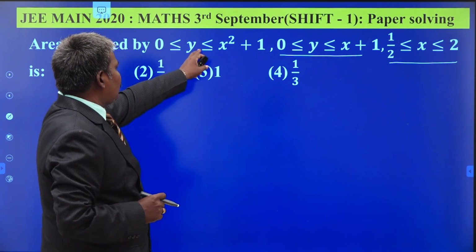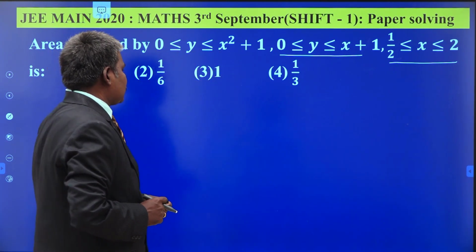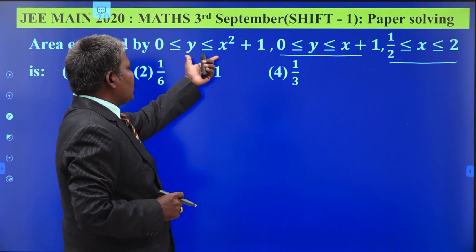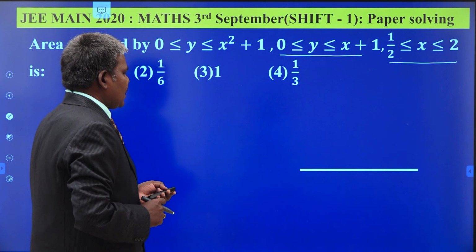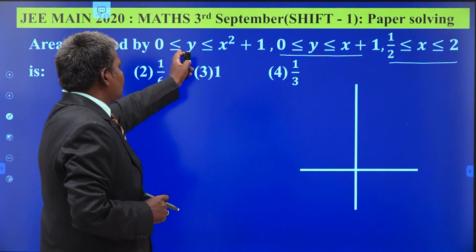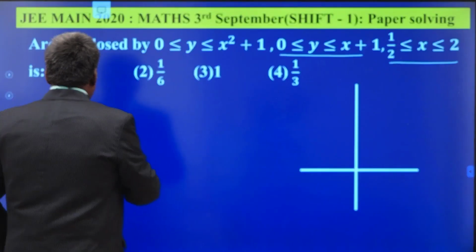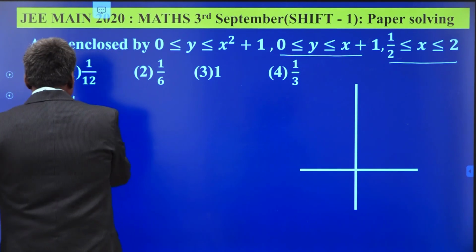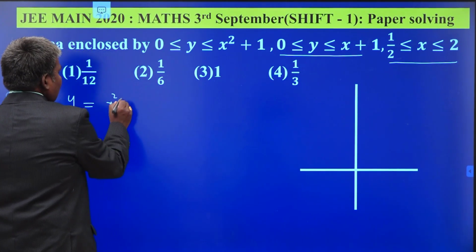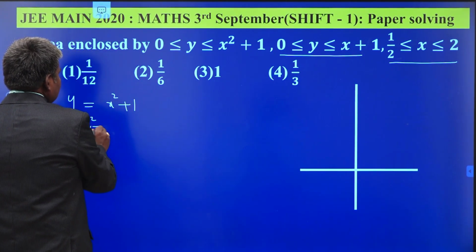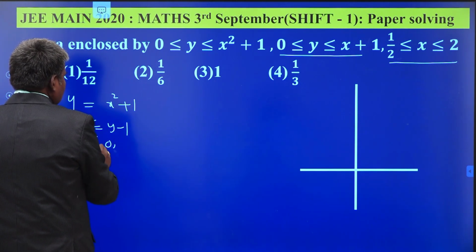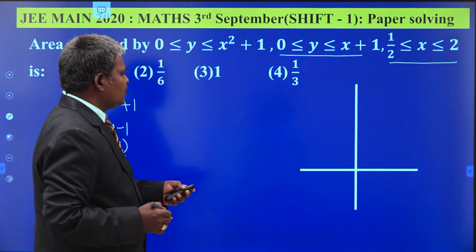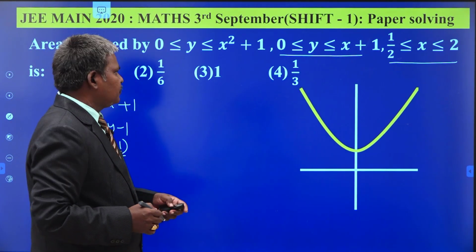0 ≤ y ≤ x² + 1. By taking equalities, first of all we draw the figure. This is the x-axis, this is the y-axis. y = x² + 1, we mean x² = y − 1, represents a parabola with vertex at (0, 1), axis along the y-axis. So this is the parabola.